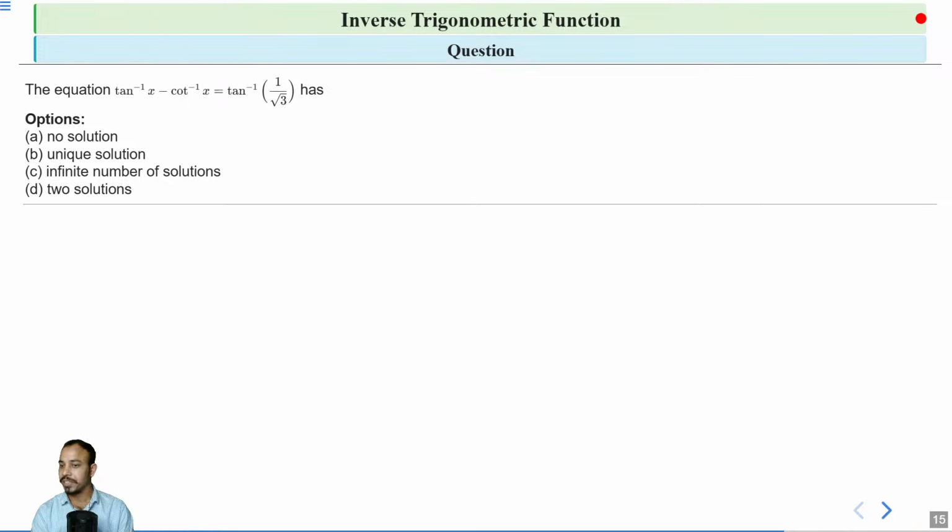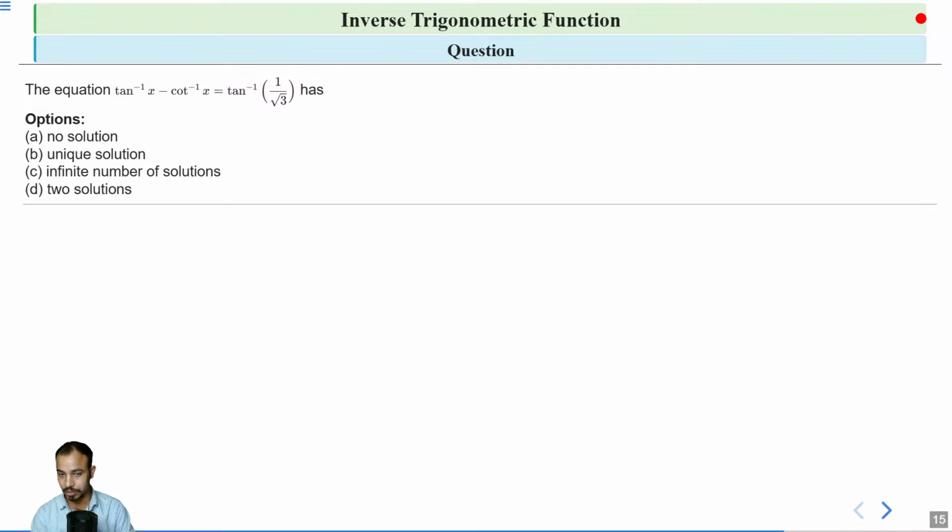Now, see here this question. Look at this question. Here we have the equation tan inverse x minus cot inverse x equal to tan inverse of 1 by root 3. And here we are asking how many solutions this equation has: no solution, unique solution, infinite number of solutions, or 2 solutions. So you have to choose the correct answer from the given options.